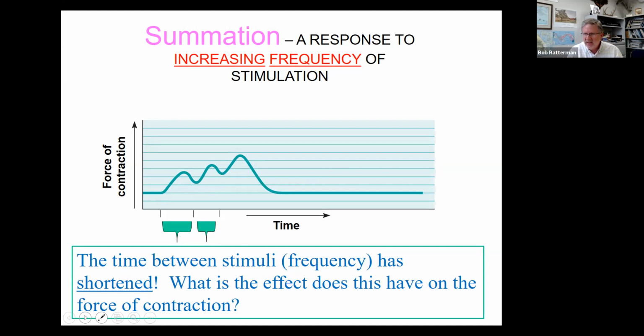Well, what we see is that the force of the contraction overall increases. That's what we're depicting on this slide. This is called summation. The magnitude of the individual twitches summate, they add together. The magnitude, the force increases. Why? Because we are increasing the frequency of stimuli. We're not allowing the muscle to fully relax before we zap it again with another stimulus.